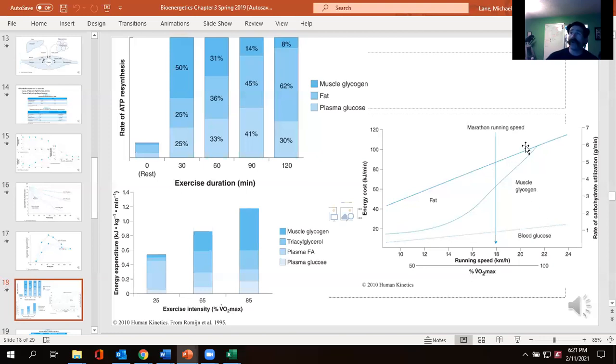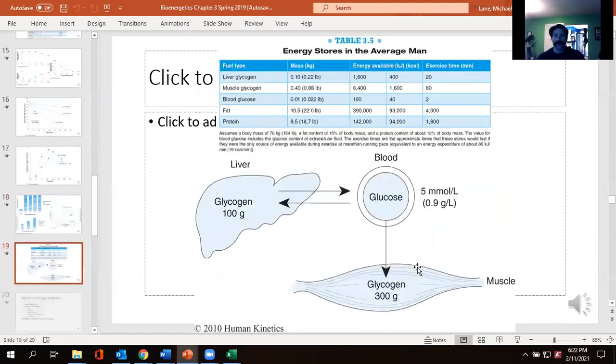Whereas if you're going to hike the AT, which, when the world goes back to normal, I'd like to hear more stories of what it was like in person from you doing it, Kristen, because that sounds very interesting, that's going to be relying mostly on fat, along with obviously a certain amount of muscle glycogen and blood glucose.